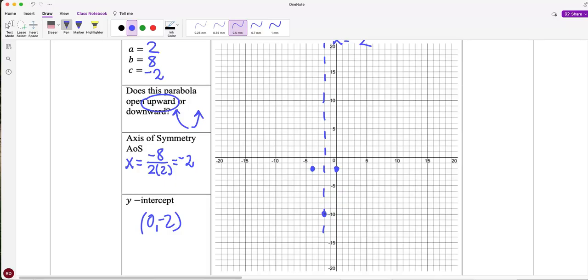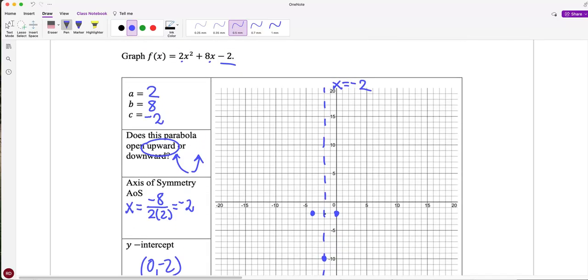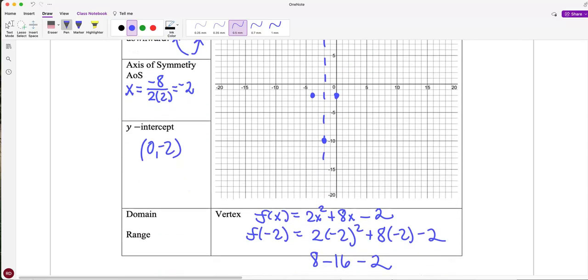Now, according to the pattern of how I graph this guy, normally with x², I go over 1, up 1. This is going to be over 1, up 2. So over 1, up 2. Over 2, instead of up 4, you go up 8. That's how I got that point. So right here. And there we go. The domain of this guy is -∞ to infinity. And then the range is what? -10 to infinity.